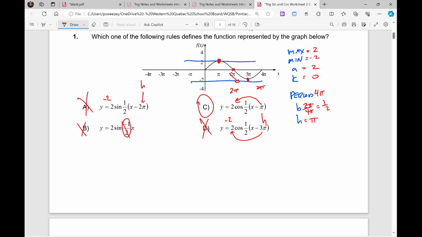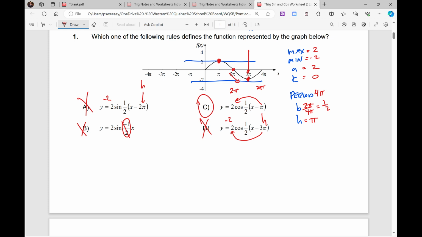Same thing with d. If I chose to start looking right there at 3 pi, it's starting at a minimum. Well, I know when a function starts at a minimum and it's cosine, the a value should be negative and it's not, so I reject it. The one I am going to accept is c, where the h value is pi, which I can use. It's starting at a maximum, so the a should be a positive 2. From the graph, the amplitude, or a, should be 2.